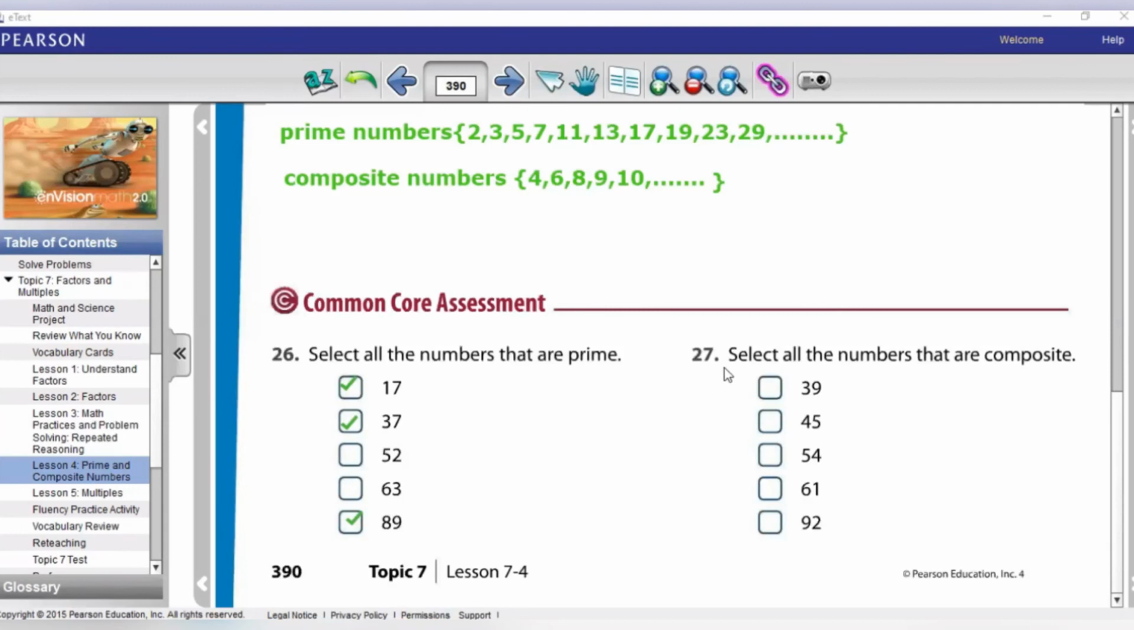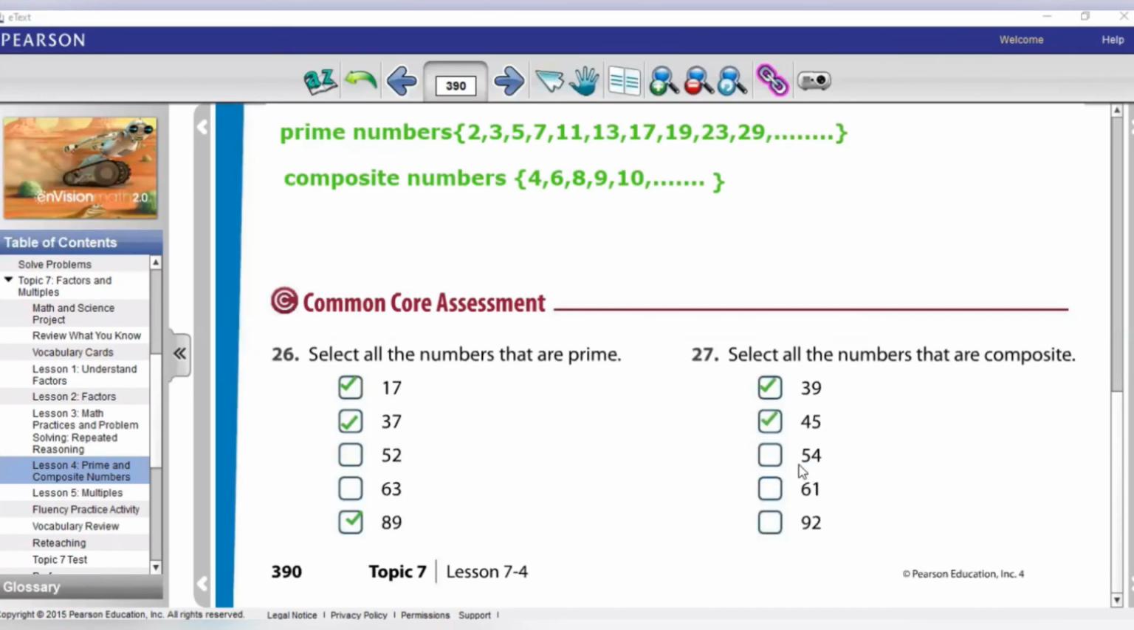Number 27, select all the numbers that are composite. 39, 39 is divisible by 3. When we find the sum of the digits, we find 12, and 12 is divisible by 3. So 39 has more than 2 factors. 39 is composite. 45 ends with 5, so 45 is divisible by 5. 5 is a factor, so 45 has more than 2 factors. It's composite.